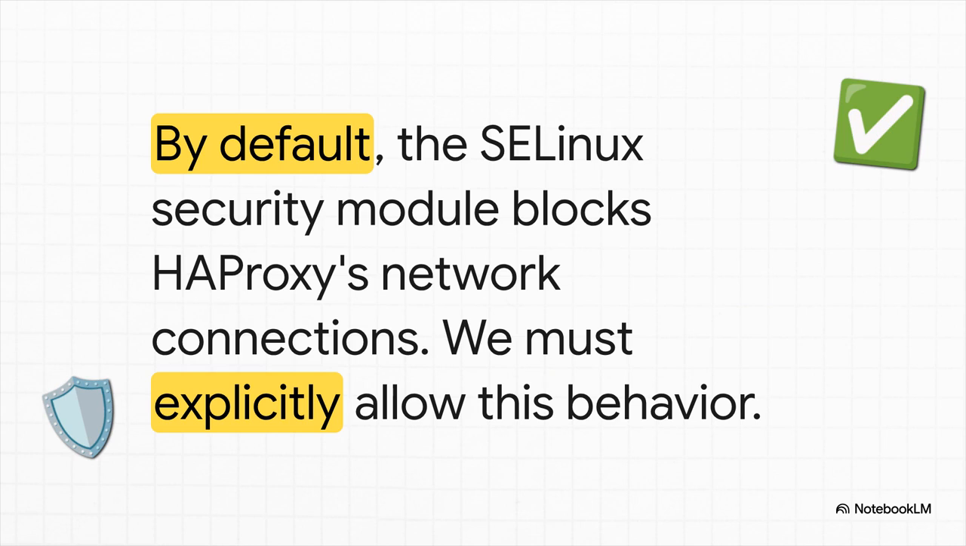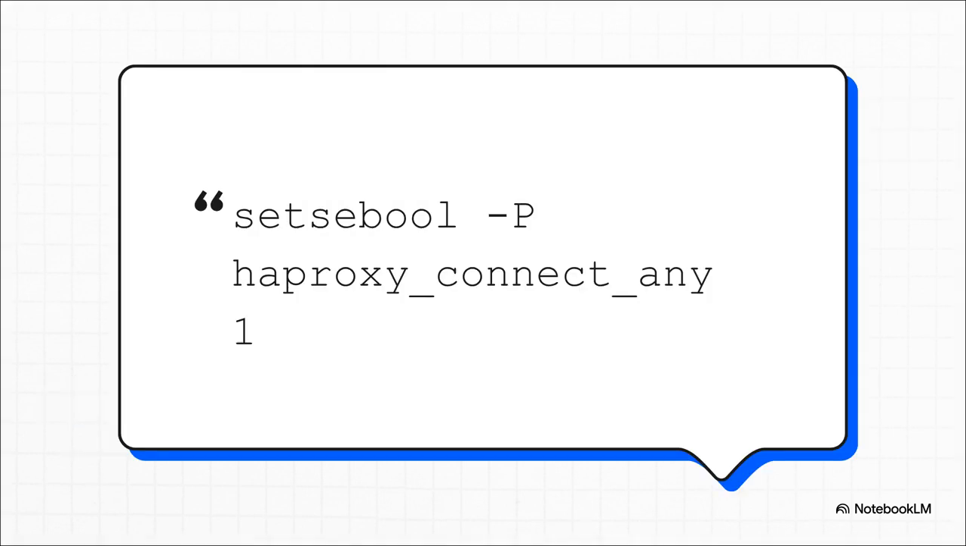And it's best to think of it as this super paranoid security guard that, by default, trusts absolutely nothing and lets no process talk to the network. We have to specifically tell this guard that HAProxy is one of the good guys and that it's allowed to do its job. And we do that with this one single command. This is us telling that security guard, hey, it's okay, let the HAProxy process connect to the network. And that little -p on the end just makes sure the setting sticks around even if we reboot the server.